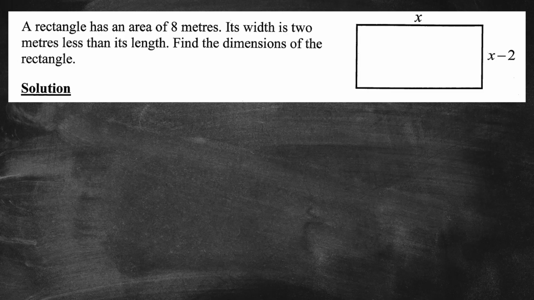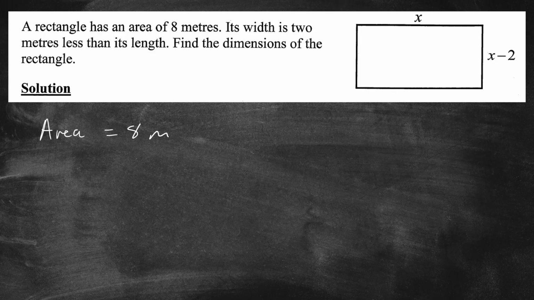Now the last one, and these questions are quite straightforward, they're quite easy, because you just need to substitute the values into your formulas for perimeter or area or whatever they give you. They don't normally give you the diagram. Sometimes you have to sketch that on your own, but a rectangle has an area of 8 meters, so we know that the area is 8 meters. Its width is 2 meters less than its length.